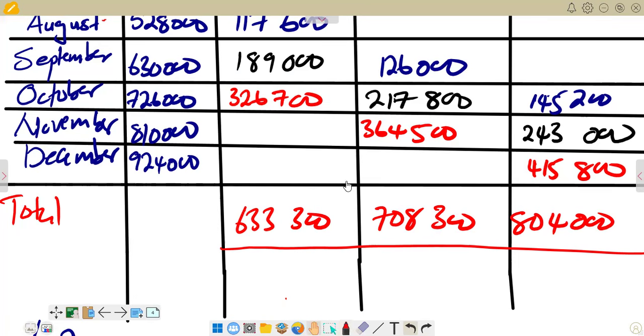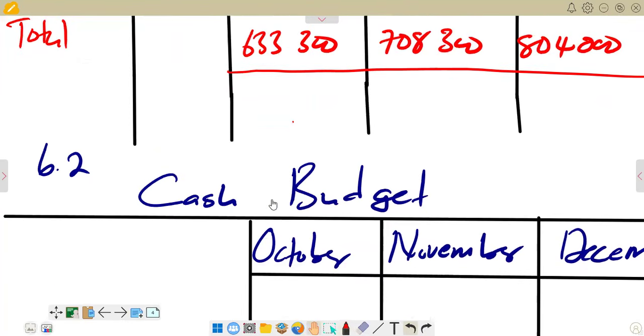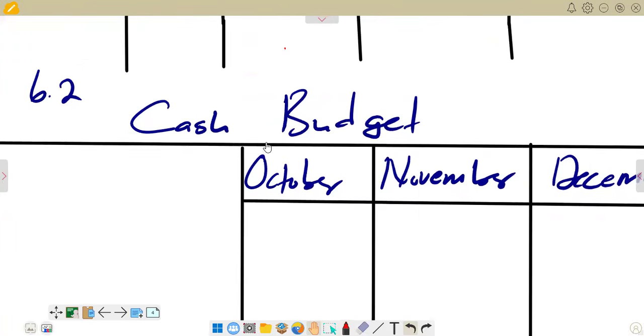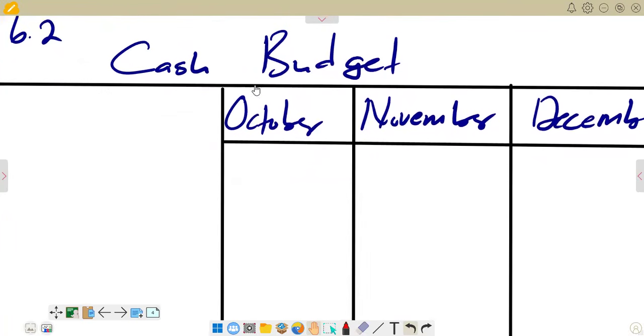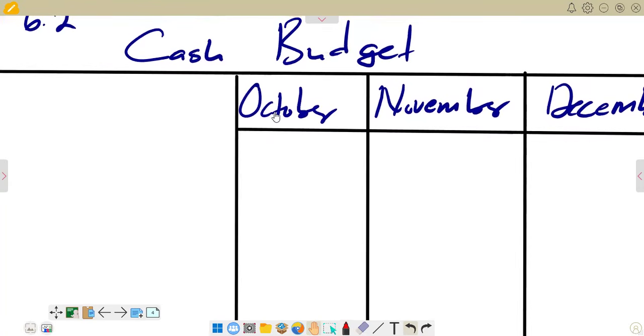Then we go to the next question. The question now is on the cash budget. And remember, this cash budget is for October, November, and December, as we have presented there. So we are just going to start with the cash sales, to see what the cash sales are for October, November, and December.